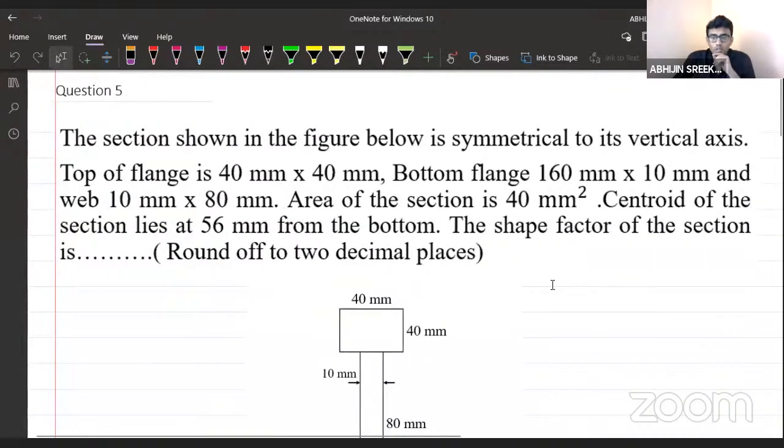I want you people to try this. It's important. Read the question properly. And here actually there is a small error. This is not 40 mm square, it is 40 centimeters square. Read it properly and get me the answers.